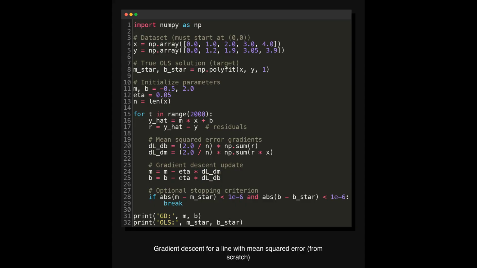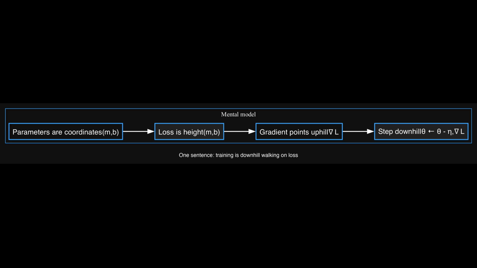Notice what makes this scalable. You never search the whole space. You only need local slope information, which you can compute from sums over data points. Digest the upgraded mental model. Loss is a height over parameter space. The gradient is the direction of steepest uphill, so negative gradient is steepest downhill. Gradient descent is just repeated small downhill steps. And for linear regression with squared loss, this downhill walk lands exactly on the same solution as ordinary least squares.